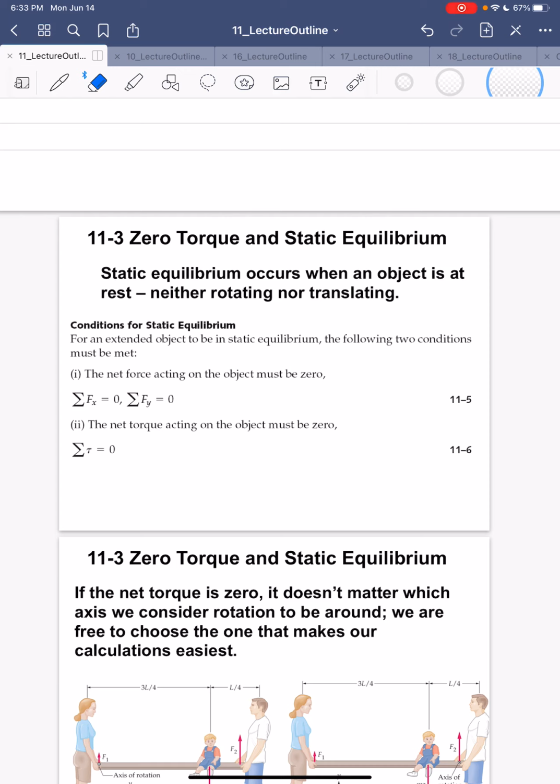Now, we are going to talk about zero torque and static equilibrium. When I have static equilibrium, what are really the conditions? You need to guarantee two things. The first one is that at rest, the object is neither rotating nor translating. We will guarantee that the net force on the object is 0, so I will split this into sigma Fx equals 0 and sigma Fy equals 0. And the net torque acting on the object must be 0, which is sigma torque equals 0.